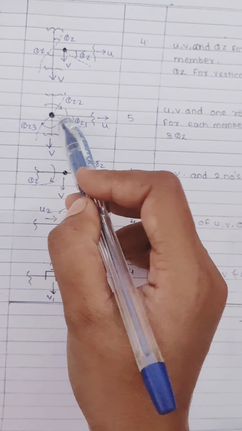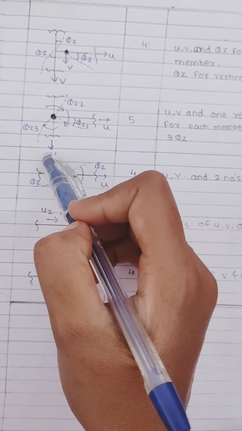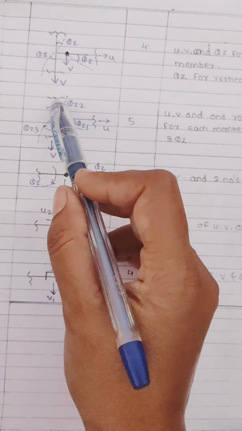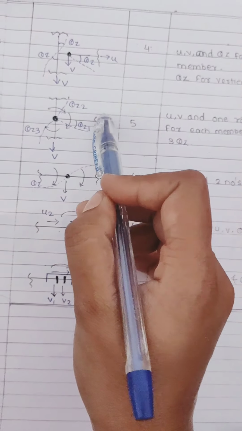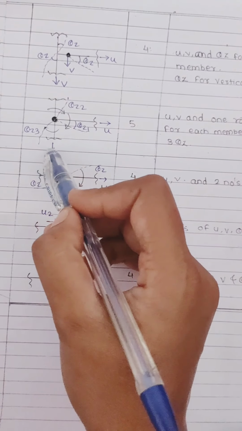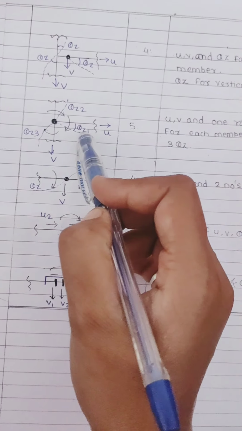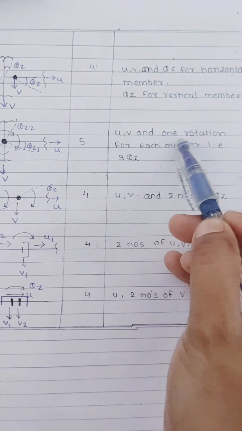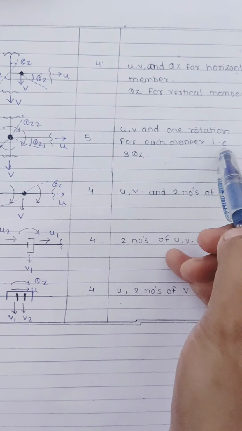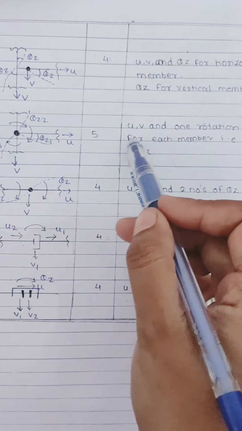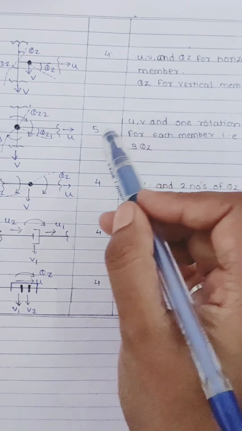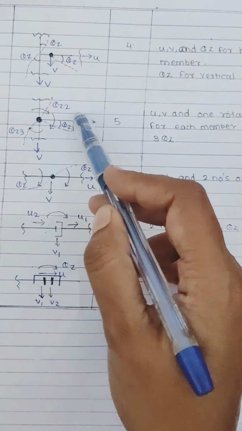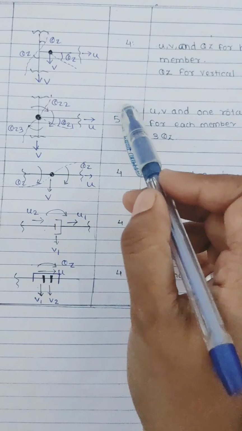Means for this particular joint horizontal and vertical displacement is 1 for these three members, but the rotational displacement for each member is different. Means one displacement, that is U, second displacement, that is V, and these are the three displacements in terms of rotation. Hence U, V and one rotation for each member, that is 3 times theta z. Means total number of displacements or degree of freedom for this particular joint with hinge at joint, that is equal to 5.